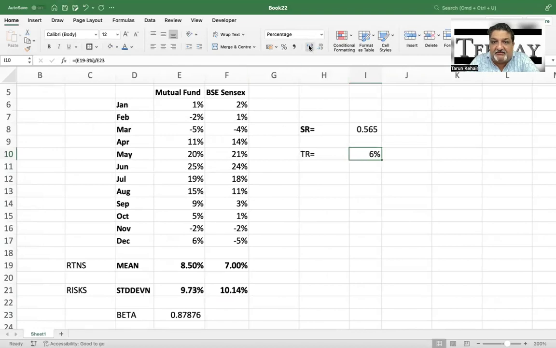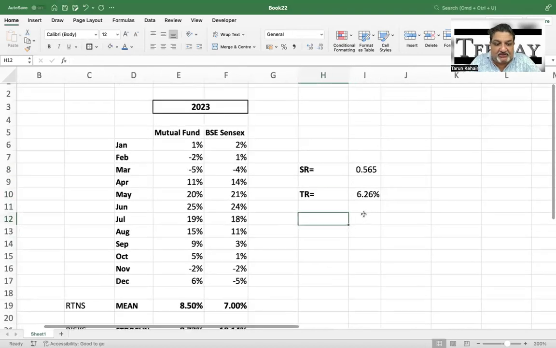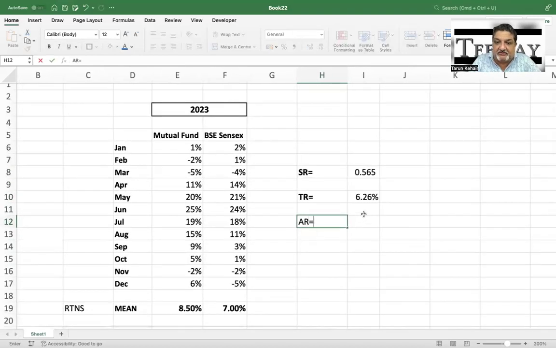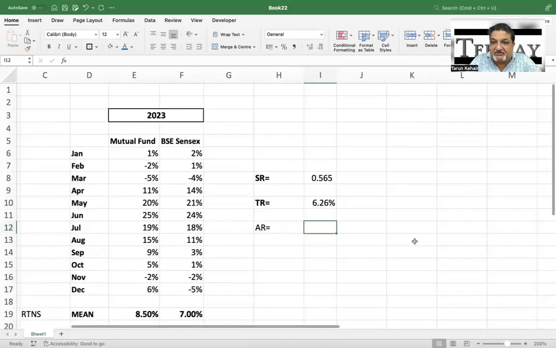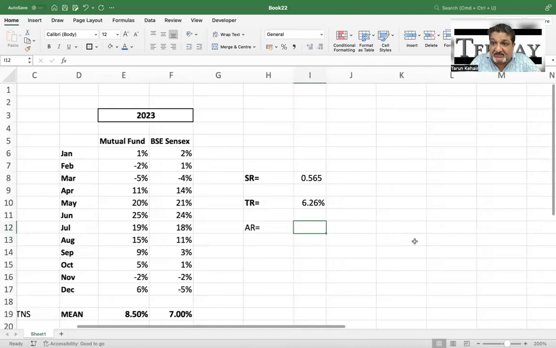इसको हम कई बार Treynor ratio को percentage terms पे भी देखते हैं, which is just about 6.26%. Now let's come to the appraisal ratio. अगर आप देखेंगे, appraisal ratio is nothing but Jensen's alpha divided by the root of unsystematic risk, जिसके लिए हमें पहले Jensen's alpha निकालना पड़ेगा.